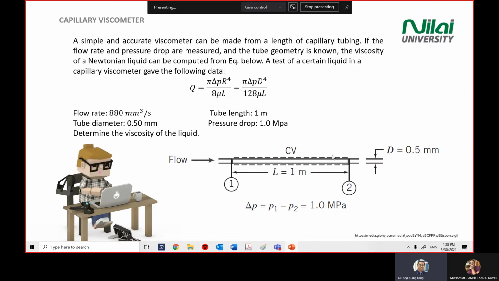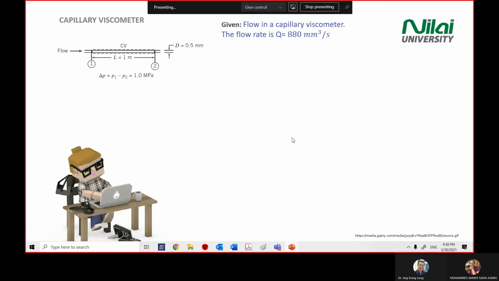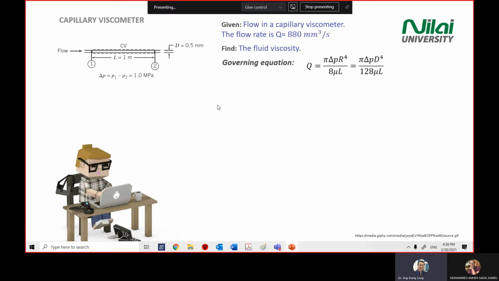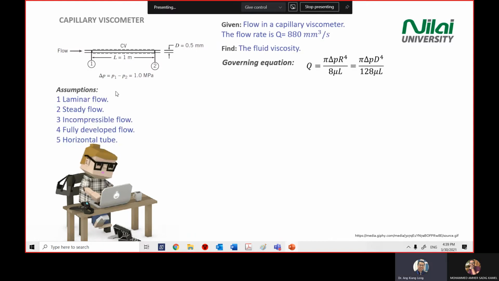This is our control volume with a dashed line there. The pressure difference delta P is 1 megapascal, so delta P equals P1 minus P2. We take the difference between the two magnitudes, P1 minus P2 is 1 megapascal. So we take all this information and use this equation to calculate the viscosity. The rest is just mathematical substitution.